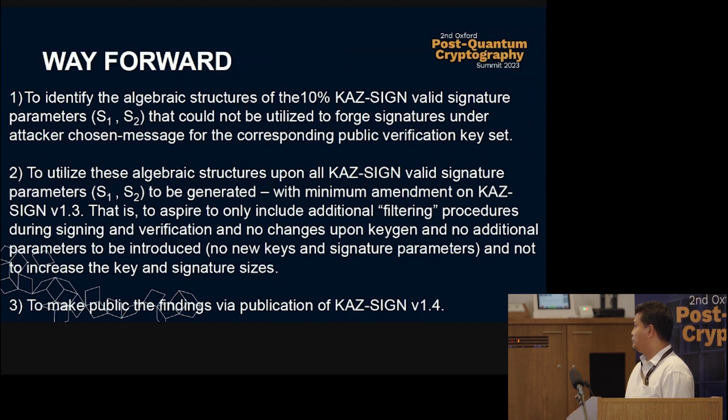So we aspire to only include additional filtering procedures during signing and verification, and no changes upon key gen, and no additional parameters to be introduced. So no new keys and signature parameters, and not to increase the key size and signature sizes, and we will make it public as a 1.4 later on.